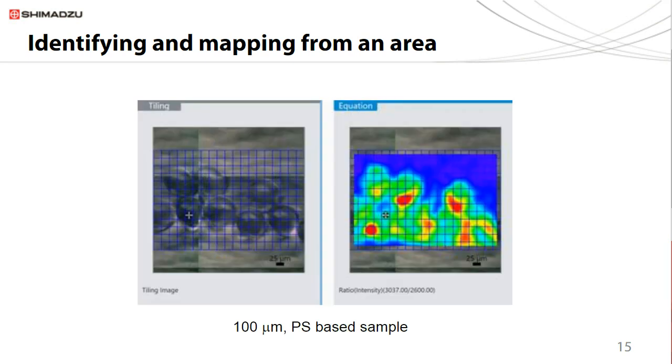An example of measurement of a 100 micron diameter polystyrene sample is shown here. Left is the visible image with the measurement grid superimposed. Right is the software-mapped image superimposed on the visible image. Here, red denotes higher concentration of particles based on prominent peaks found in polystyrene. Orange, yellow, green, and blue subsequently mean lower prevalence of polystyrene.